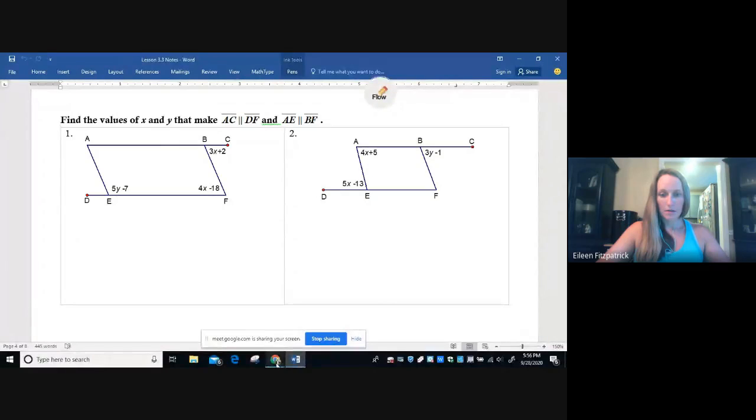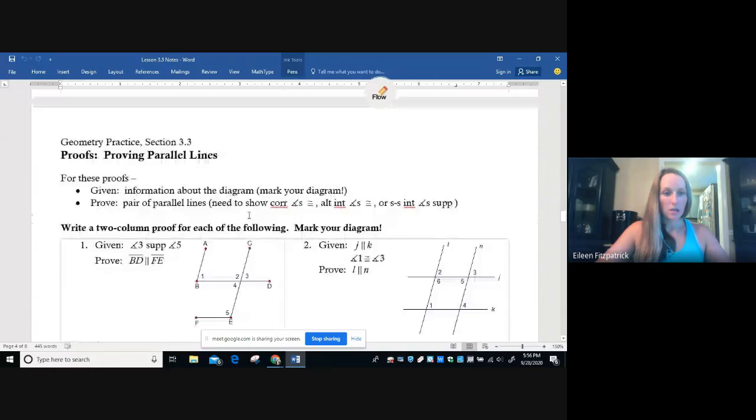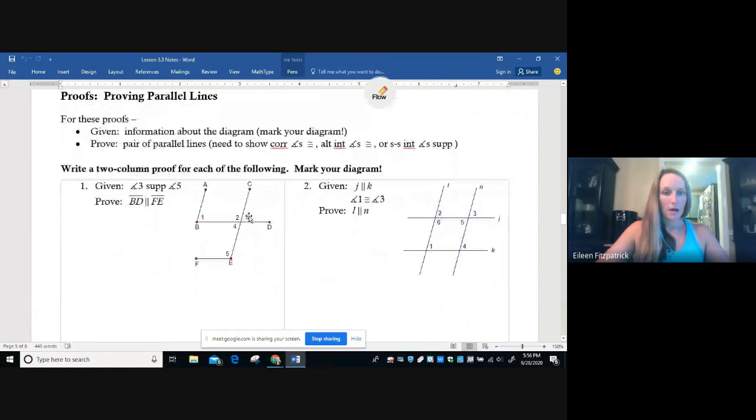All right, guys, so we're gonna continue to work in lesson 3.3, looking at some proofs. So let me present my screen. Is it presenting? Yeah, okay. So here we go. I will demonstrate some of these proofs for you.